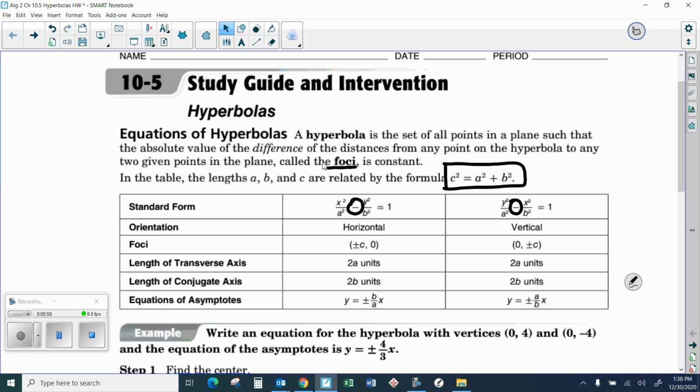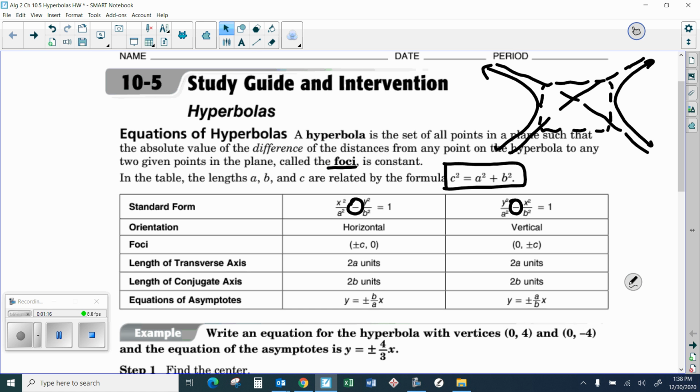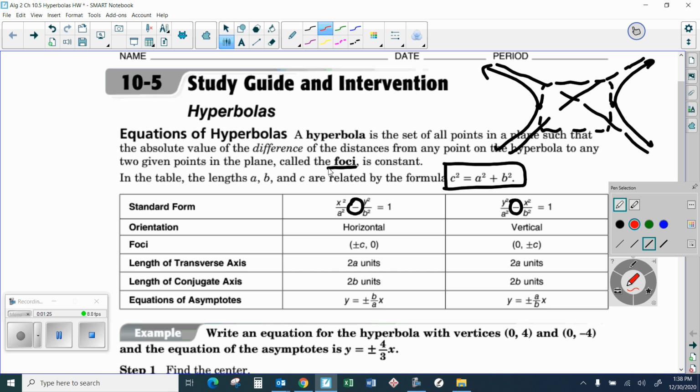Now for a hyperbola, you're going to end up drawing a dotted box like this. A hyperbola is basically two parabolas. If they open left and right, they open left and right. So this is going to go through these two vertices. That's if x squared is first. So if it's x squared minus y squared, then it's going to open left and right like this one. If it's y squared first, then it's going to open up and down.